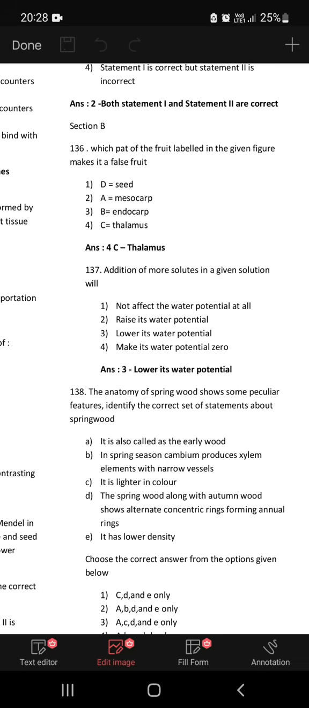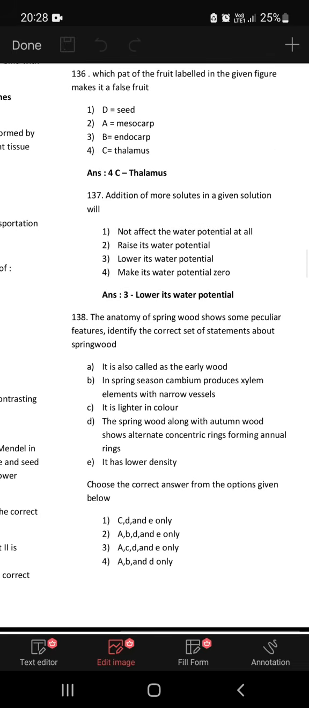Addition of more solutes in a given solution will lower the water potential. So purity of water is lost whenever you add more solutes to water. That is why the third one, lower its water potential, is the correct option. The highest water potential value is 0. That is seen in pure water.